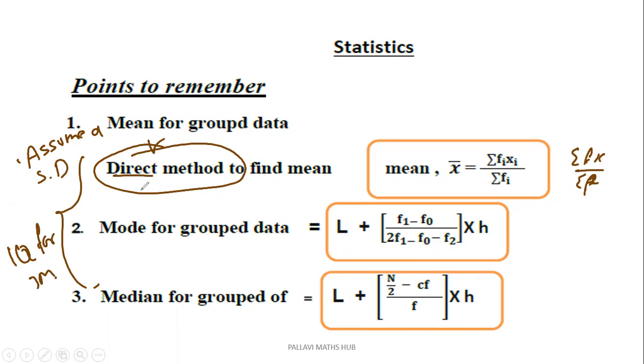So practice well. Even if you get an error in your exam, don't panic. At least write down the formula. For mode, this is the formula. For median, write the formula. For the direct method of mean, write down the formula and at least write down the table: what is the class interval and frequency, find the midpoint x. At least you will get half marks.